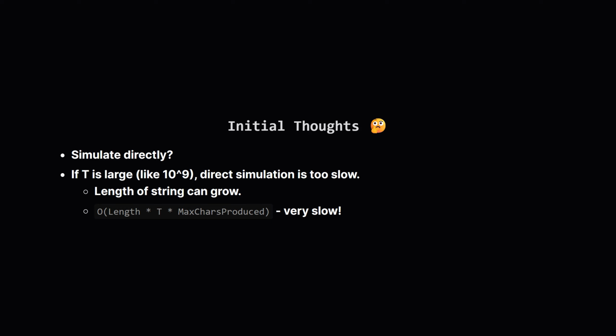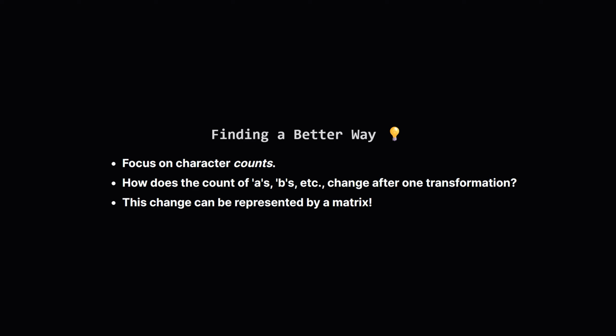Okay, what's the first idea that pops into mind? We could just do what the problem says, right? Simulate each transformation step by step. For t steps, we go through the string, replace each character, and build a new string. But hold on, t can be huge, up to 10 to the power of 9. And the string length itself can grow. If we simulate t times, and each time we process a potentially long string where each character might produce many new characters, well, that's going to be way too slow. We'd be waiting forever for an answer. We probably need a more clever approach, especially for those large t values. So, direct simulation is out if t is large.